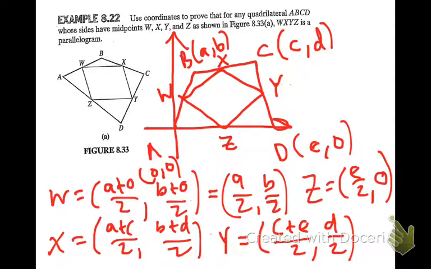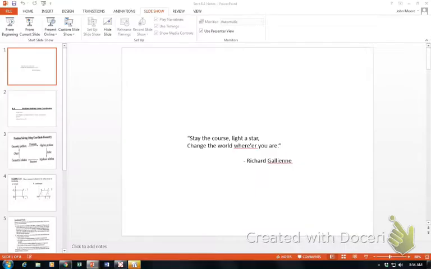All right, now to show that WXYZ is a parallelogram, I've got to show that WX has the same slope as ZY. We've got to show these two lines are parallel. So I can take these points I've found. I'm going to clear this out, you'll have it on your paper to refer to, but for my slope, we need to go back.